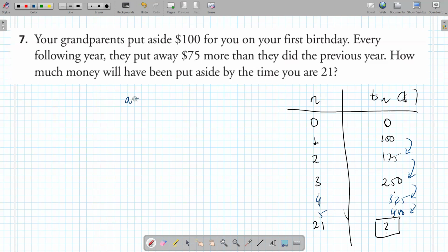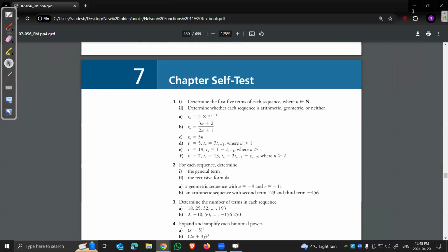So our first term is 100. T1, right? A means T1 is 100. What's our D? 75. Now this next part is very important. Are we looking for T21 or are we looking for S21? S21. Exactly. We're looking for the sum because we want to find the total accumulated value, right?